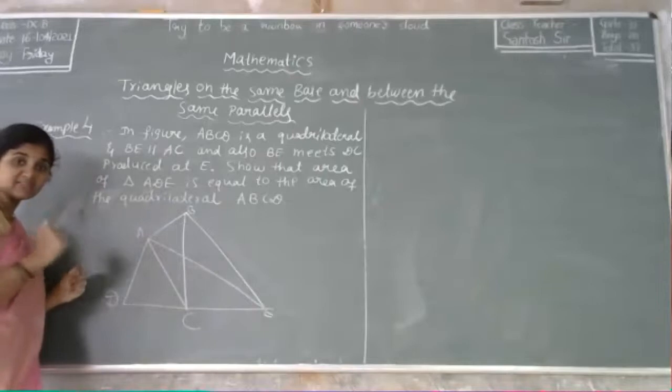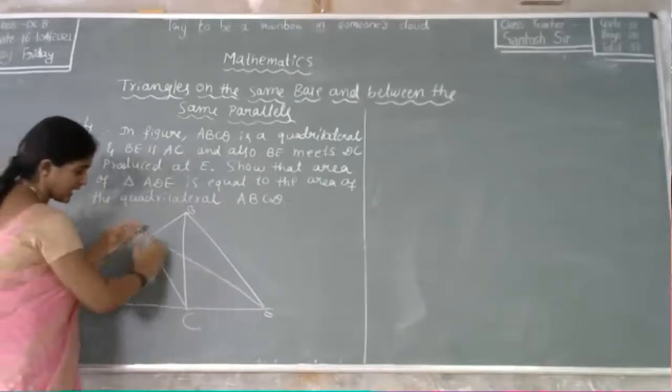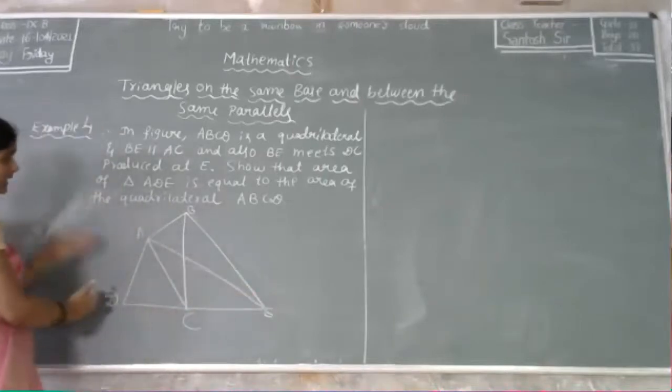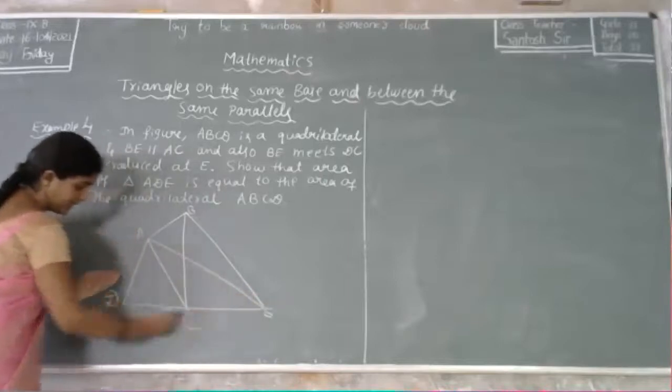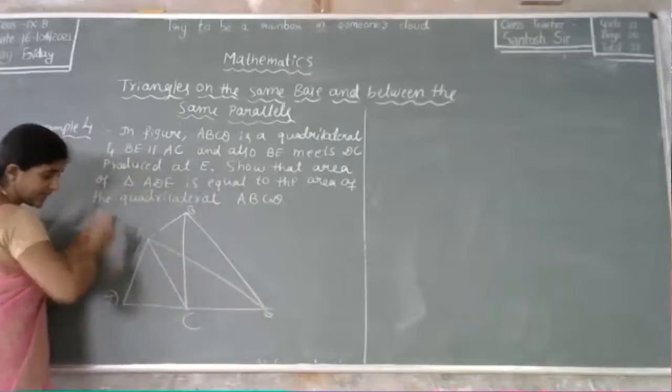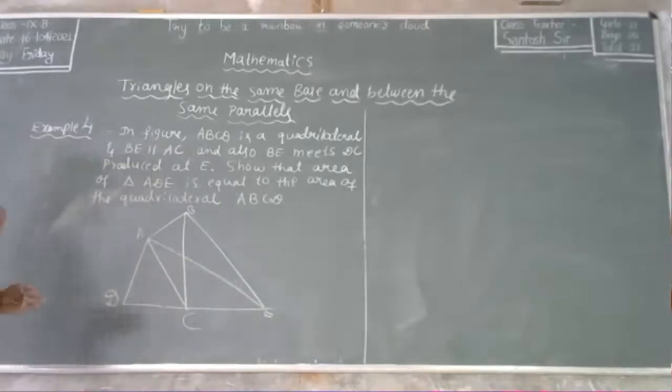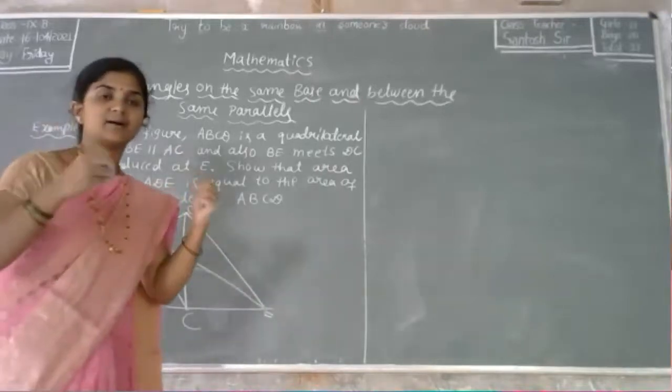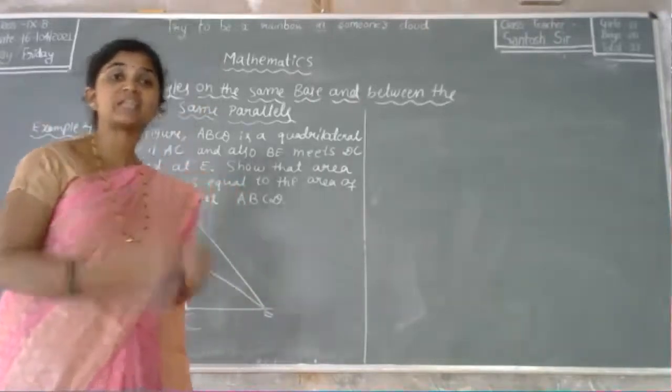So what is our target actually? EAB, actually area of triangle ADE and area of ABCD should be equal. So we observe the picture carefully.